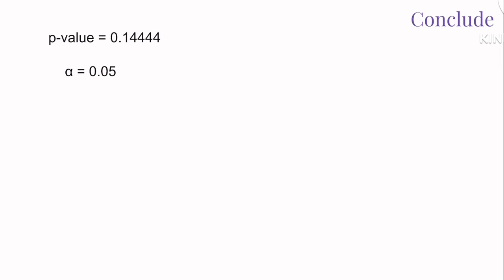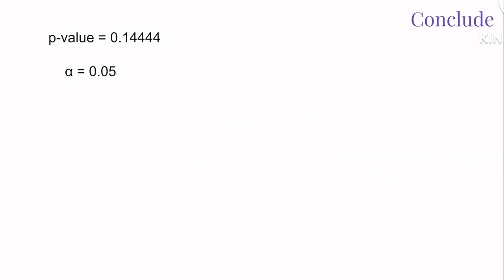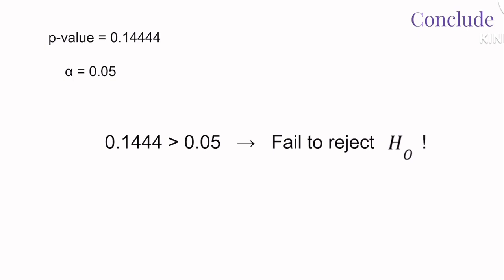Looking at the p-value compared to the alpha level can tell us one of two things. If the p-value is beneath the alpha level, we would reject the null hypothesis due to statistically significant evidence to support this. If the p-value is above the alpha level, our result is plausible, so we would fail to reject the null. Looking at our numbers, 0.1444 is greater than 0.05, which means that we'll fail to reject the null hypothesis.